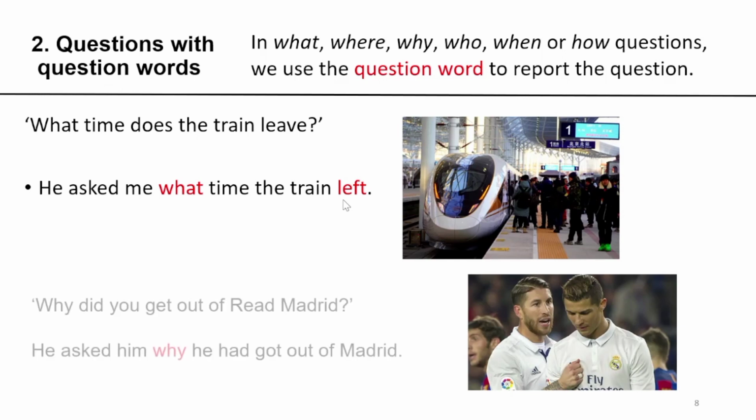Second example: Why did you get out of Real Madrid? We asked him why he had got out of Madrid. This is past tense, so we changed that into past perfect. Why he had got out of Madrid. Still, we need the question word, and then we have the subject, he, and then had got, which is the verb. So that's the difference. This is a statement and this is a question.